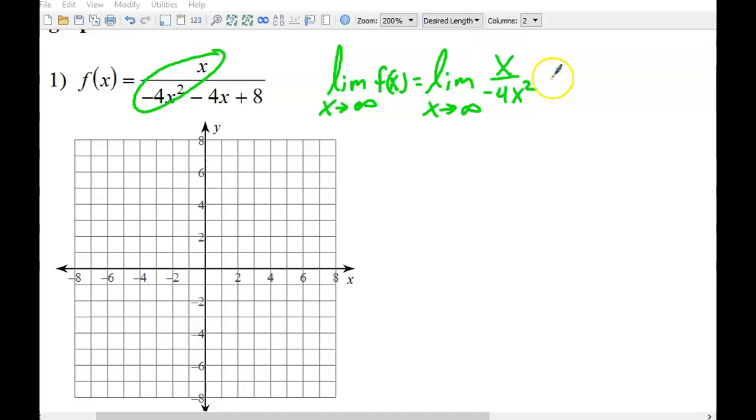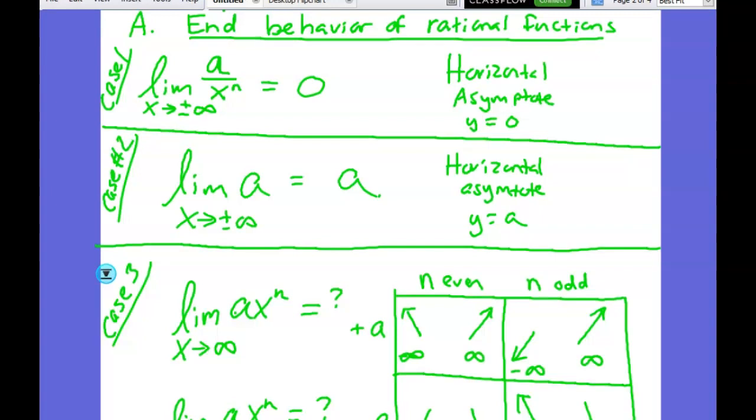And if we reduce this, now something different is going to happen this time. X over x squared reduces to 1 over -4x. Okay? Now, what case does this fit? This is a different case. Both of the last examples that we did were case 2. But what case is this?